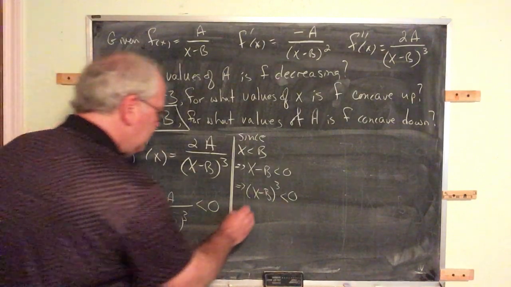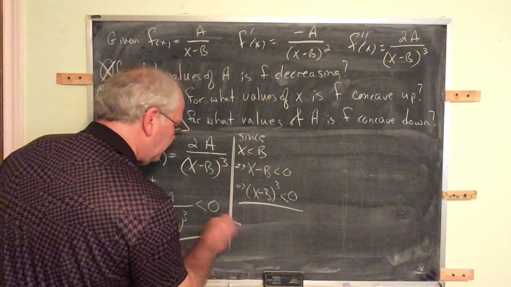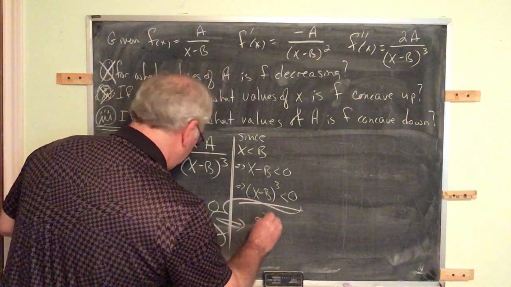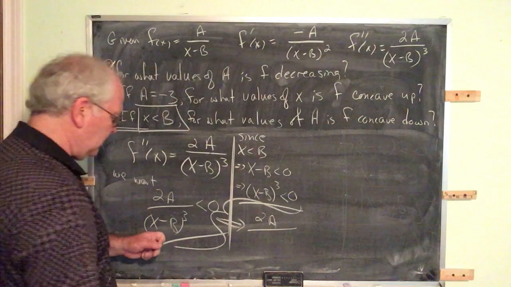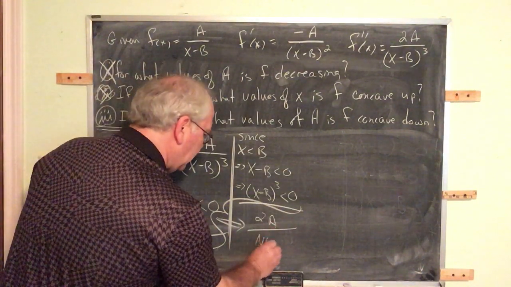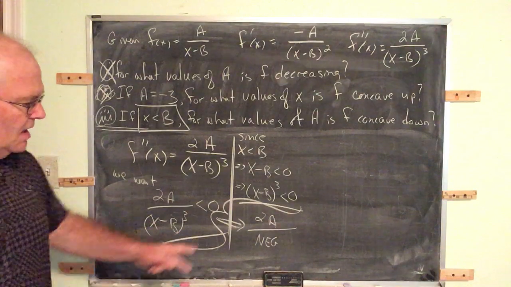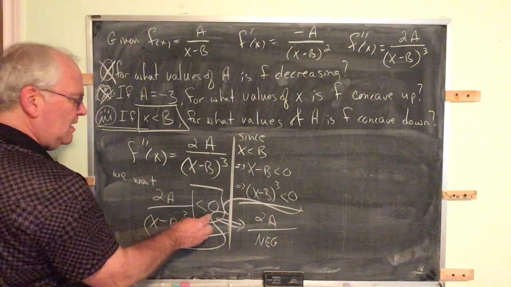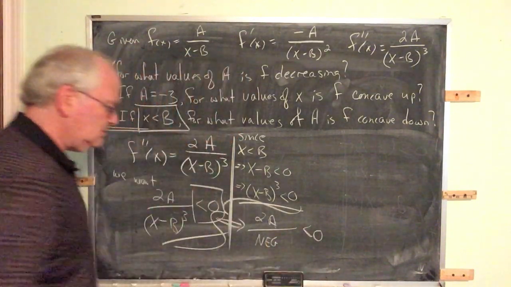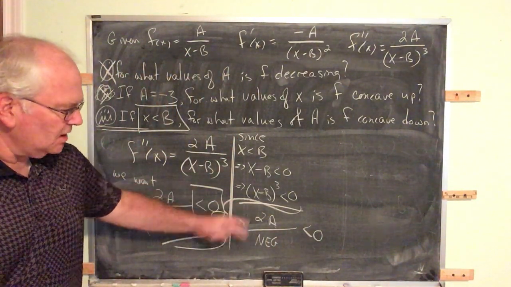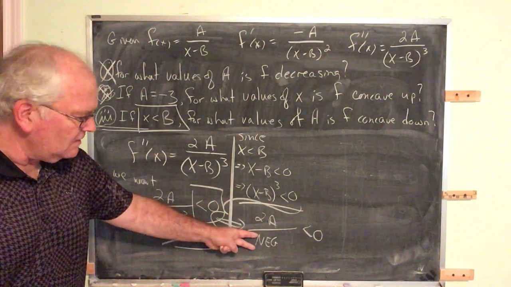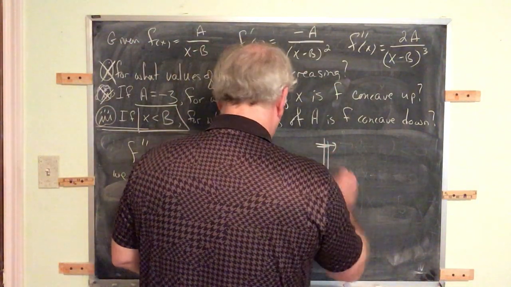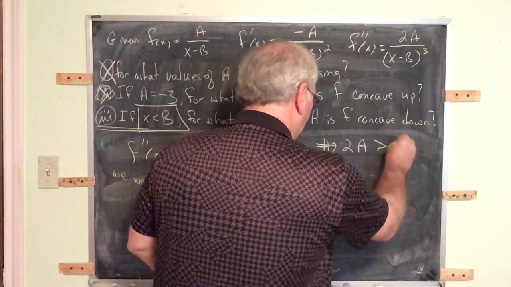So now, put this together with this, those two pieces imply we have 2a over a negative quantity. Again, this is conceptual. We have 2a divided by a negative quantity, and we want that expression to be less than 0. Well, how can you have a fraction less than 0? If the denominator is negative, the numerator must be positive. And so from this, that immediately implies that 2a must be greater than 0.